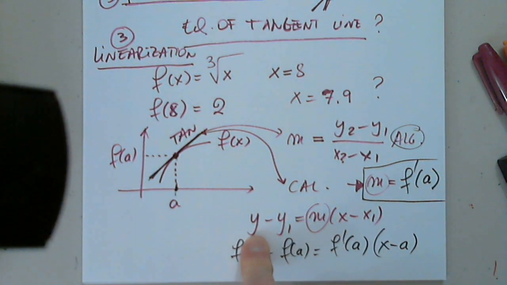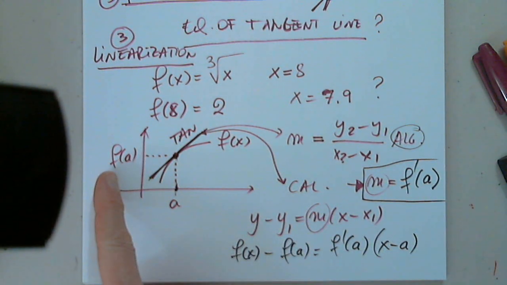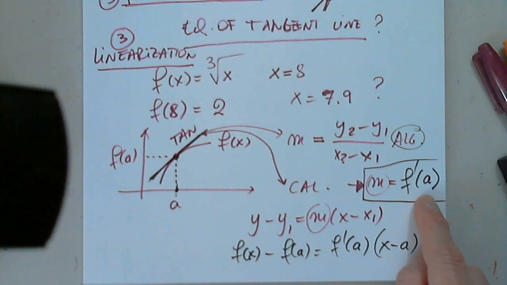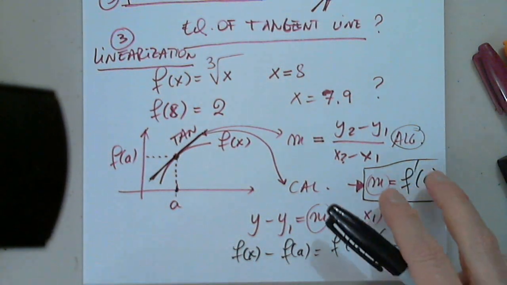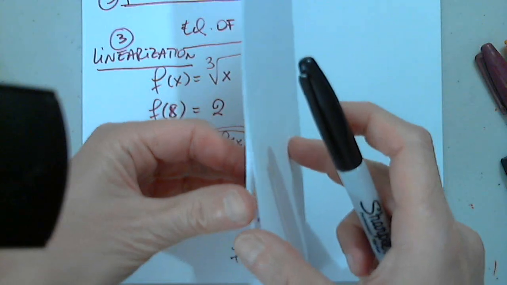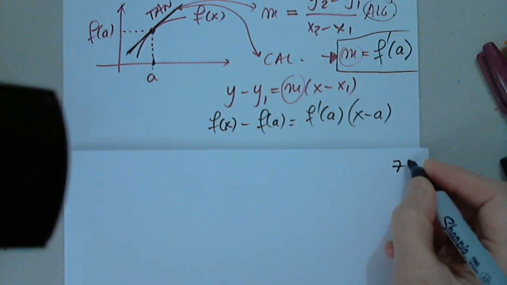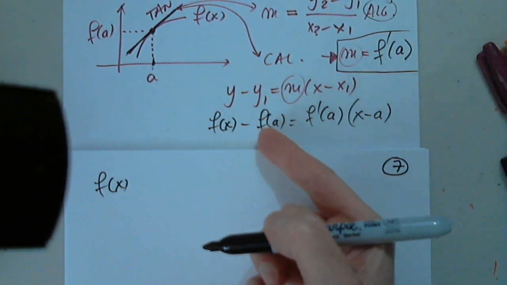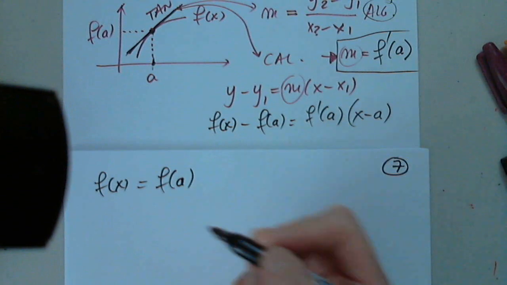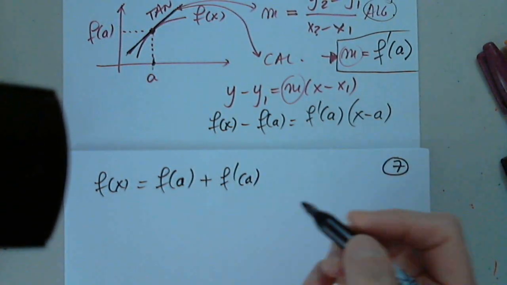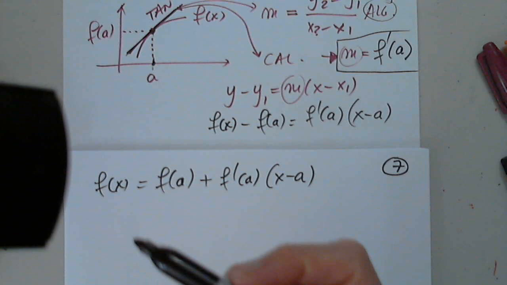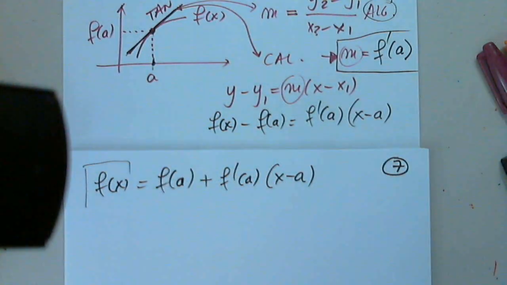Y is f of x. y1 is f of a. Slope, you gave it to me, f prime of a. X is x. x1 is a. We're going to simplify this and get f of x, and I will move f of a to the other side.